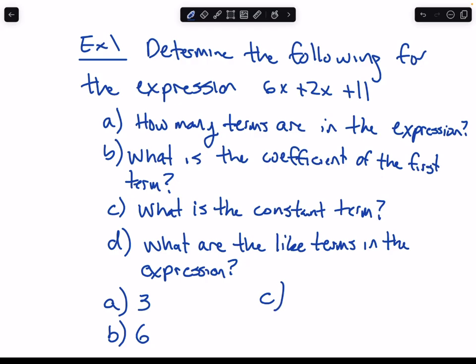Part C, what is the constant term? Well, a constant is a term that doesn't have a variable. So the only constant we have is 11. And part D, what are the like terms in the expression? Like terms are terms that have the same variable factors. In other words, the variables are multiplied together and they have the same exponent. So our two like terms are 6x and 2x.